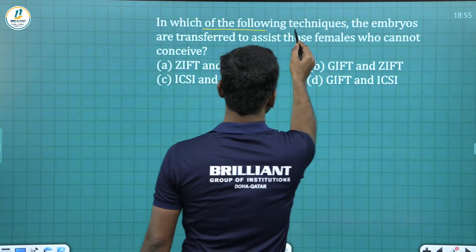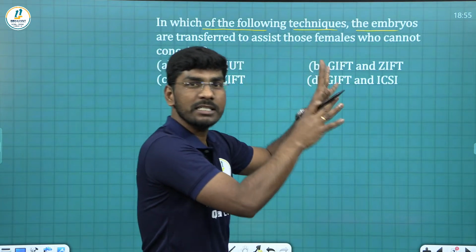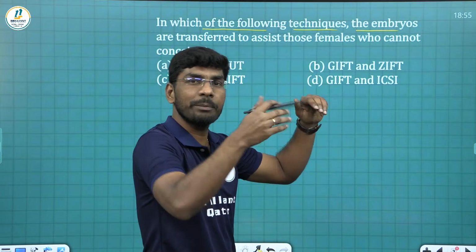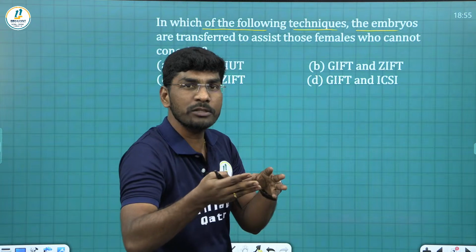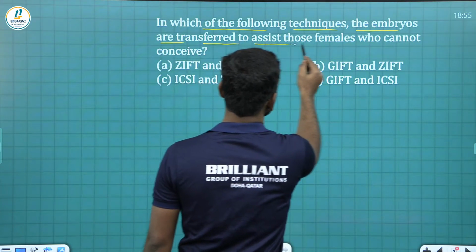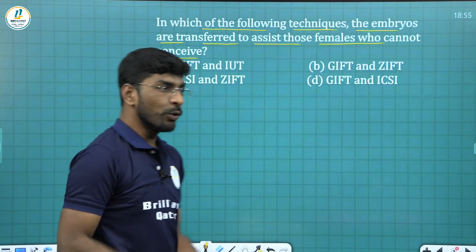In which of the following techniques are the embryos transferred? They are asking about embryos, not zygote. So embryos means up to the zygote also. That means you can write up to the 8 cell stage is in the fallopian tube, and more than 8 blastomeres will be in the uterus. Embryos are transferred to assist those females who cannot conceive.